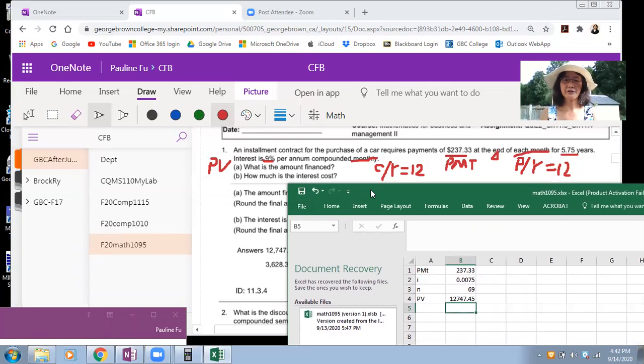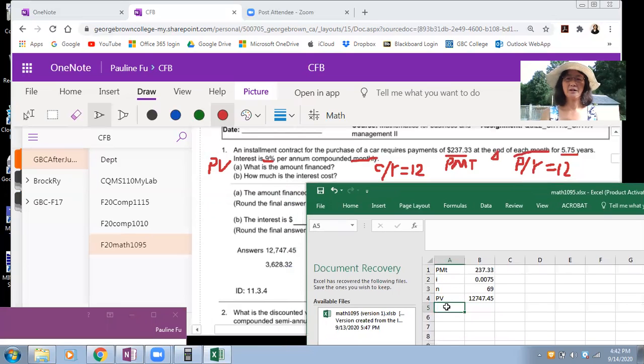To calculate the interest cost, think about this. Every month, you make $237.33. You make payment. How many months? 69 months. So total payment is 237.33 times 69. That is the total payment. It is this amount. Okay, total payment. And the interest is just the difference between these 2 numbers.